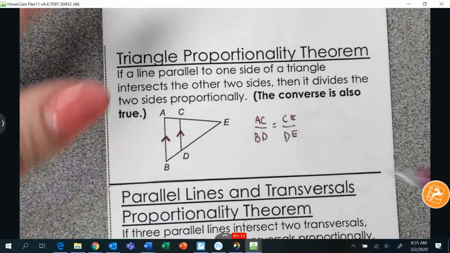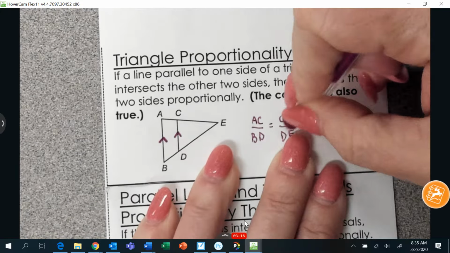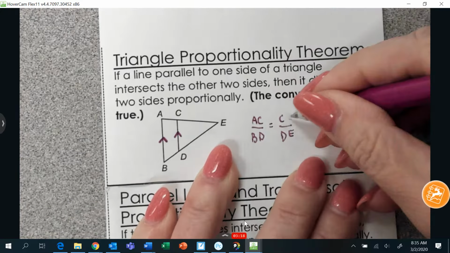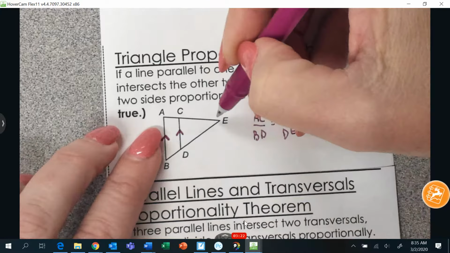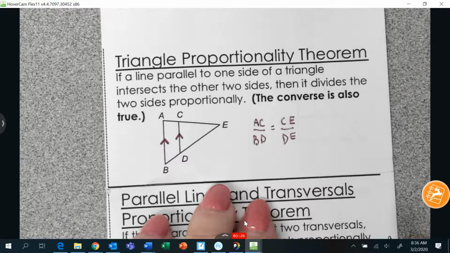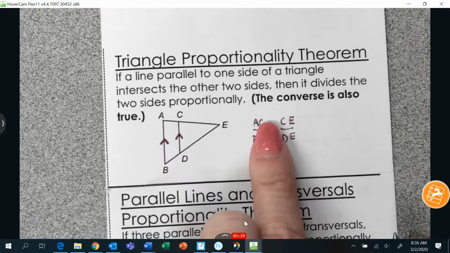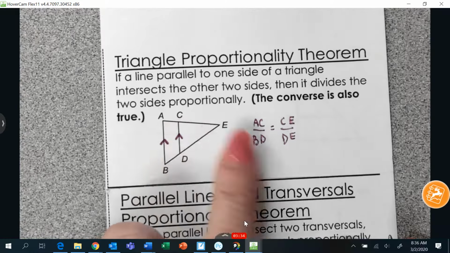This is different than what we were doing before. I mean, it's the same, it's still proportions, but it's not this little. Oh, and the converse is also if they are proportional. That's what the converse means.